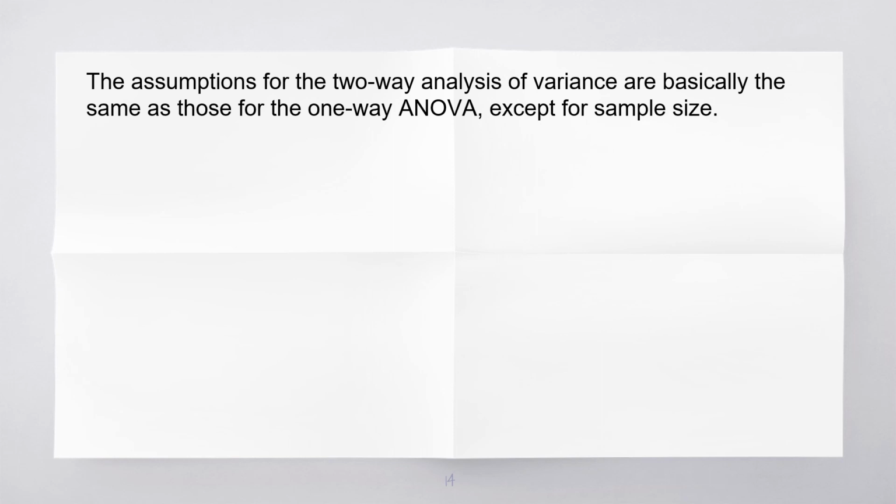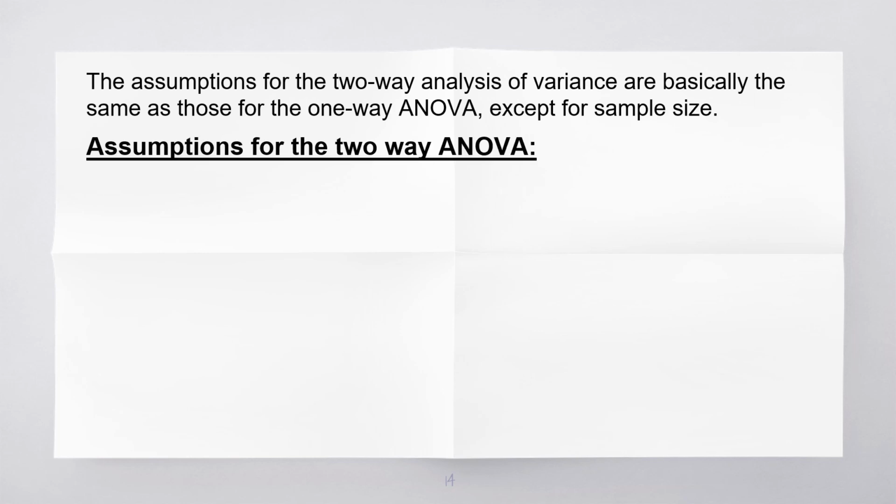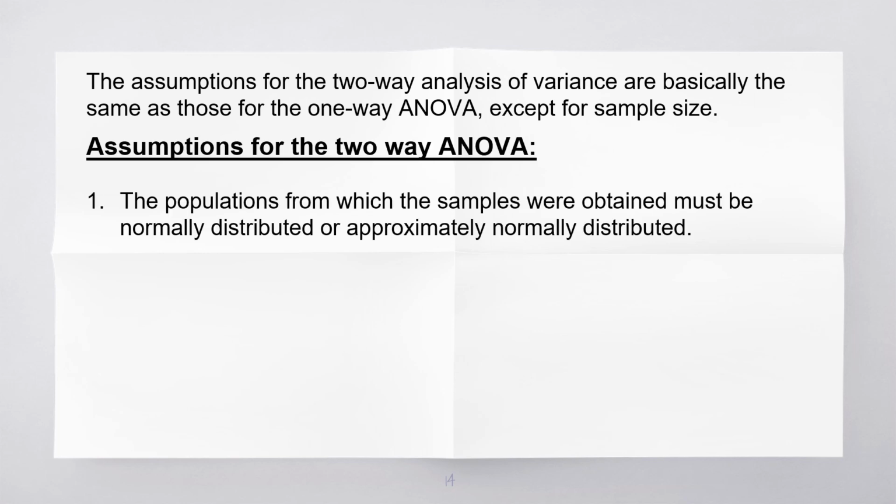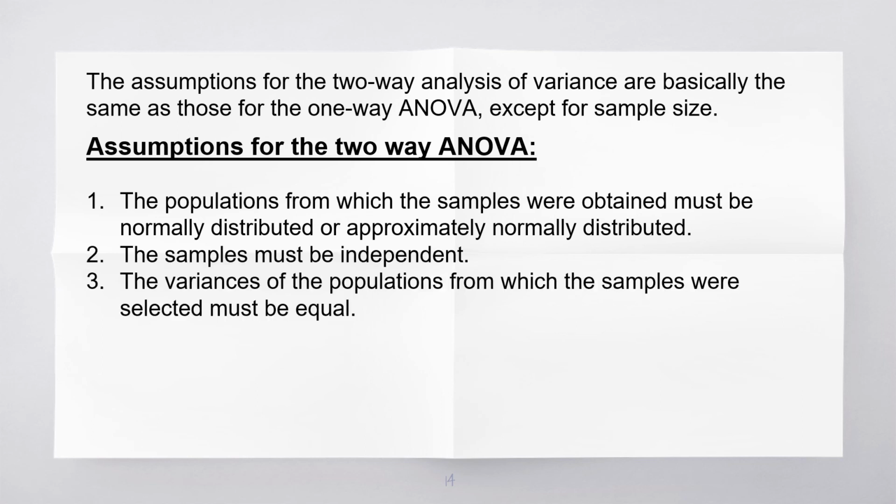The assumptions for the two-way analysis of variance are basically the same as those for the one-way ANOVA except for sample size. Assumptions for the two-way ANOVA: the populations from which the samples were obtained must be normally distributed or approximately normally distributed. The samples must be independent. The variances of the populations from which the samples were selected must be equal. The groups must be equal in sample size.